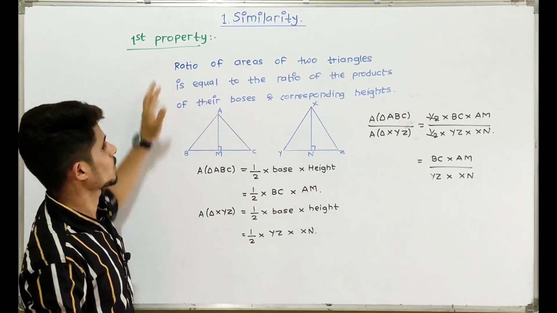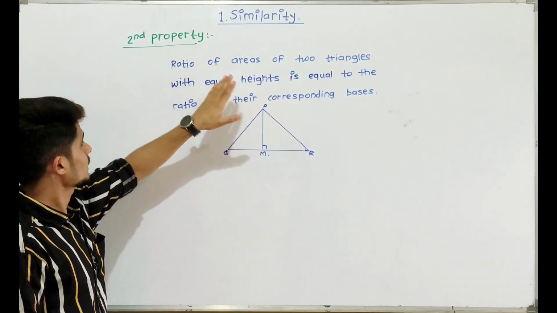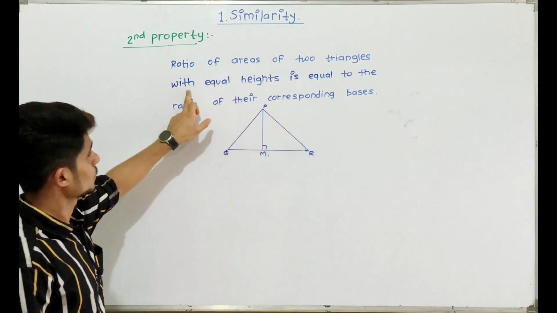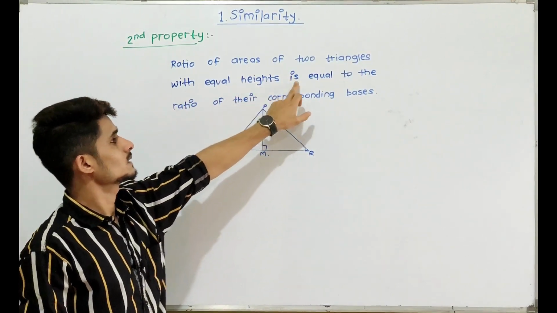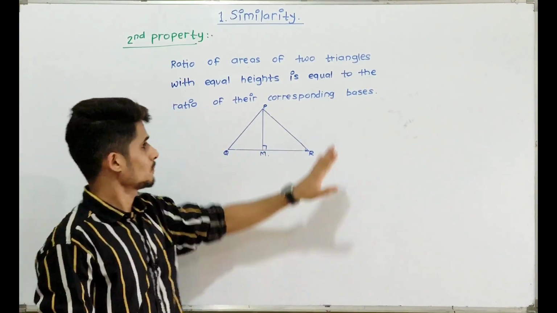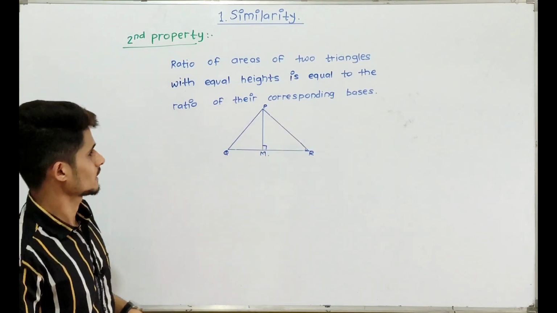Similarly we'll solve property number 2. Let's see second property. Ratio of areas of two triangles with equal heights is equal to the ratio of their corresponding bases. So let's solve an example and understand it clearly.